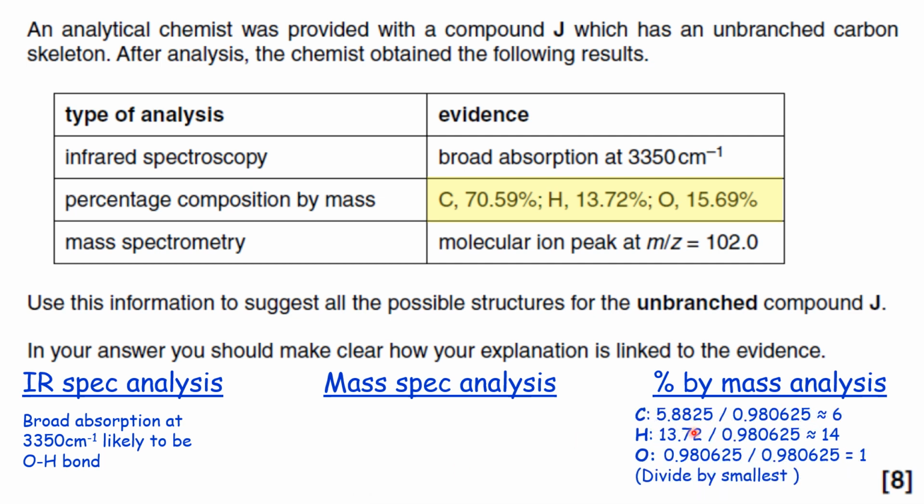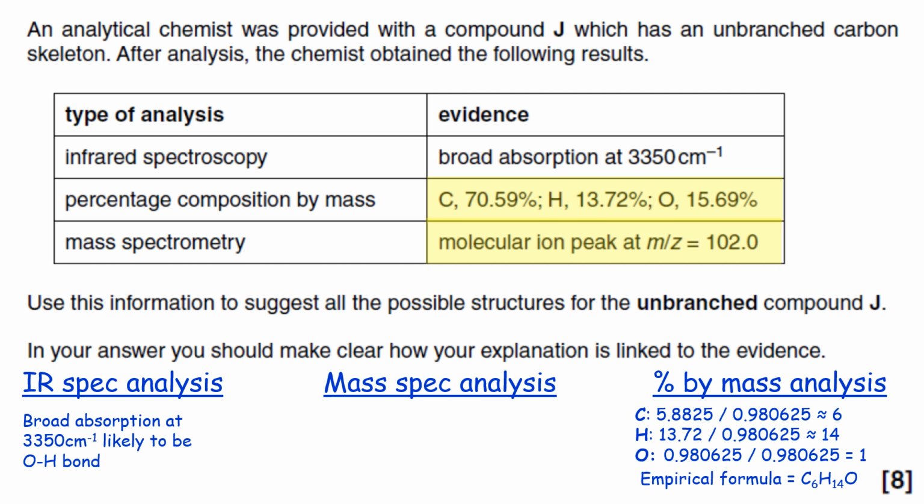So you'll notice I put an approximate equal sign, not an absolute equal sign. That's because in the first 2 cases, it's approximately 6. I think it ends up at about 5.9 something. And then it's nearly 14, for example, for hydrogen. So you can round up. So obviously, a number divided by itself gives you an absolute value of 1. So that now allows us to say the empirical formula for this compound is C6H14O.